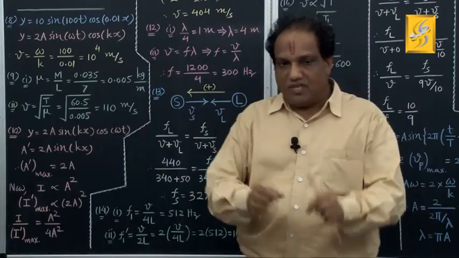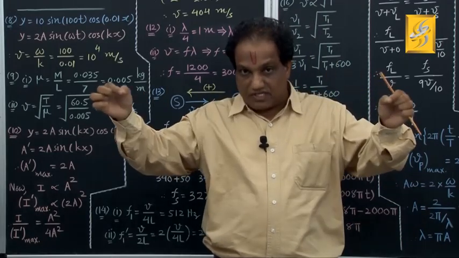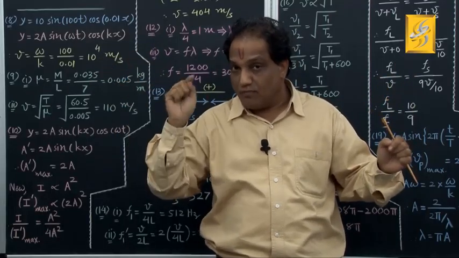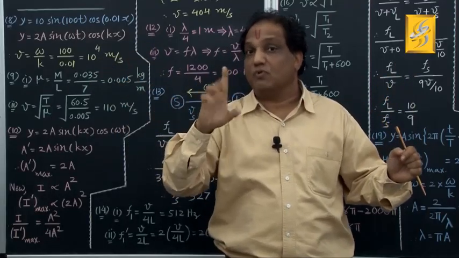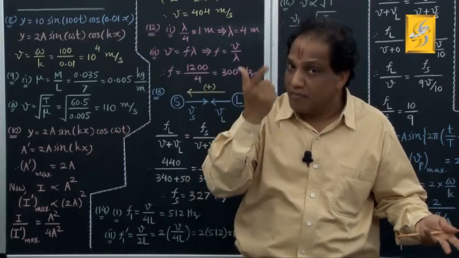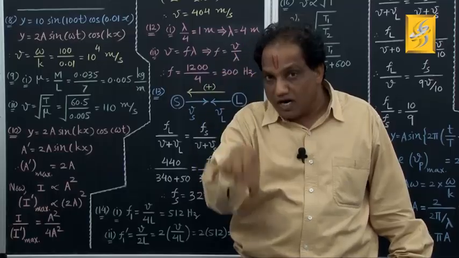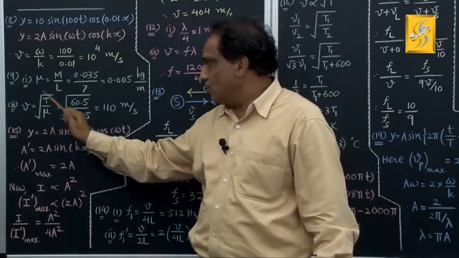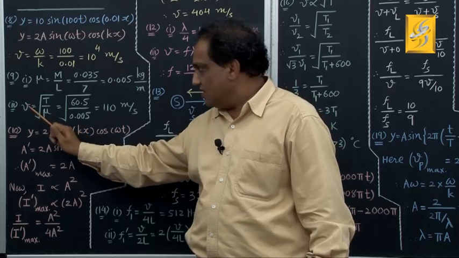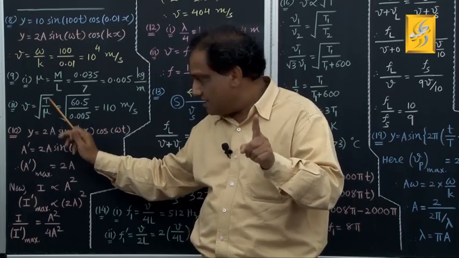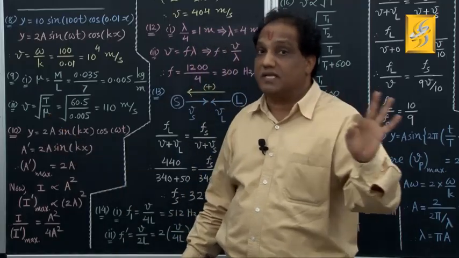Now tell me, if you have a string which is stretched and kept under proper tension, and in that you produce a transverse harmonic wave, what is the speed of the transverse wave? You must have remembered the formula, v equals square root of T upon mu. Here it is, v equals square root of T upon mu. This is wave velocity, this capital T is the tension in the string, and mu is linear mass density.